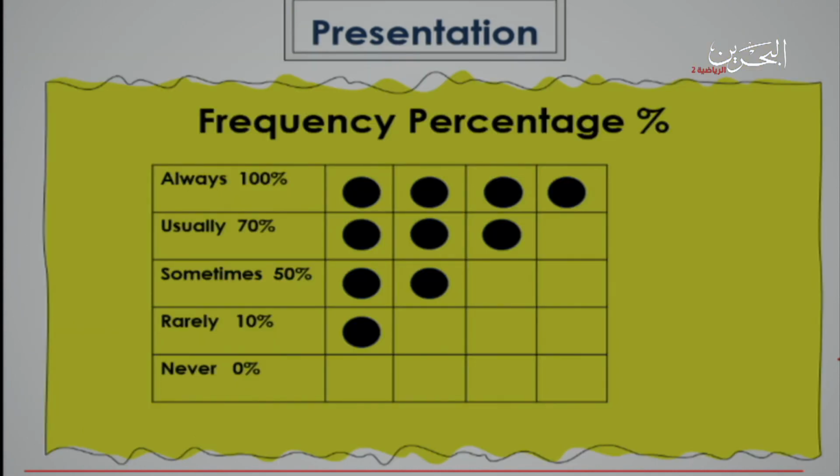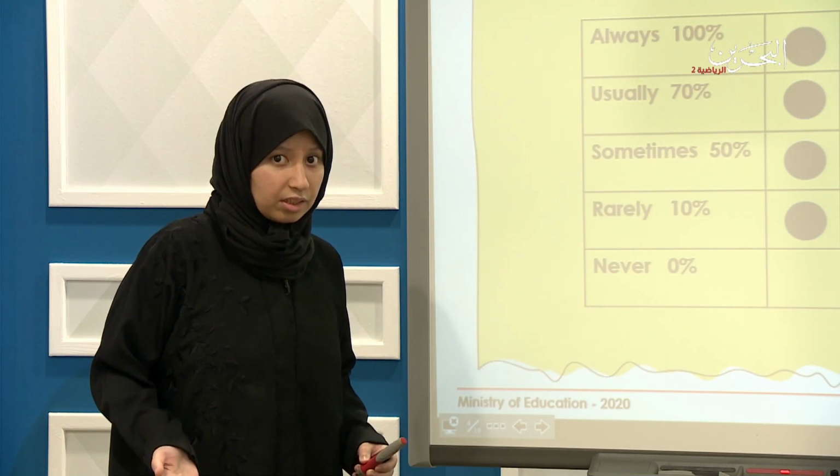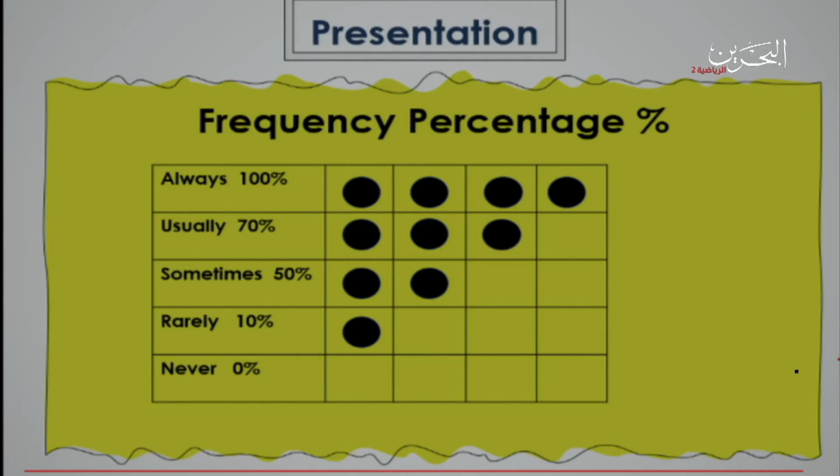Here's a schedule showing us the frequency percentage. Always means that the action happens 100% of the time. Usually means that this action happens 70% of the time. It means we do it a lot. Sometimes means that we do this action 50% of the time. Sometimes yes, we do this activity, sometimes no.